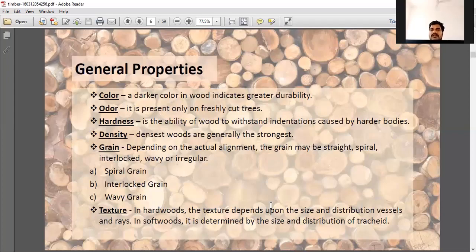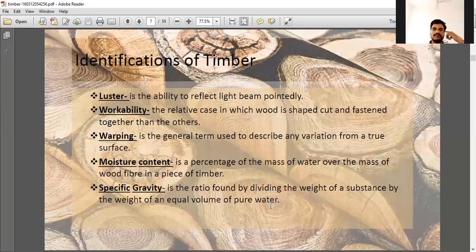Okay, because texture indicates the appearance in the green buildings also. That's why texture we need to talk more about. Okay, and how do you identify timber? Means based on the workability and luster, warping, moisture content and specific gravity. So based on these parameters, you can identify the timber.